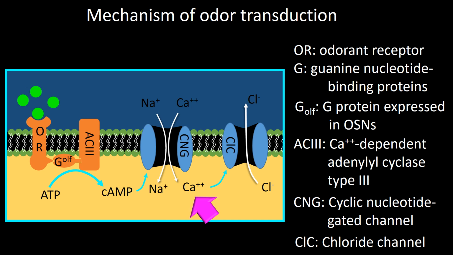The increase in intracellular calcium then triggers the opening of chloride channels, and chloride and negative ions leave the cell, thus furthering the rise in membrane potential.